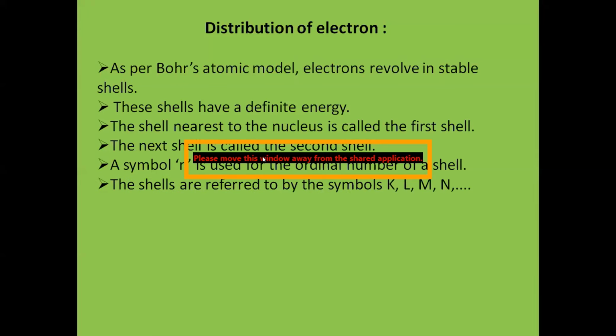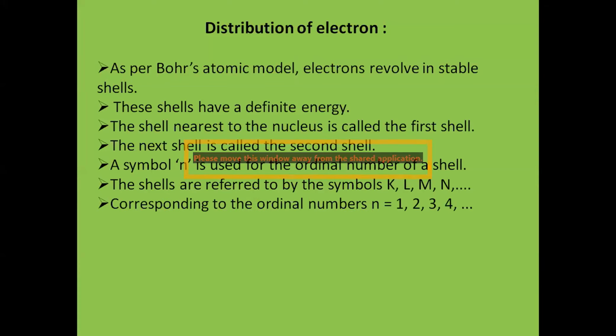The shells are referred to as K, L, M, and N. These are the four different shells, K shell, L shell, M shell, and N shell, which are given the ordinal numbers 1, 2, 3, and 4. According to Bohr's atomic model, if you remember, I had shown you the diagram where in the center there is a nucleus and there are four different shells surrounding the nucleus, and these four shells are K, L, M, and N. Accordingly K becomes 1, L becomes 2, M becomes 3, and N becomes 4.